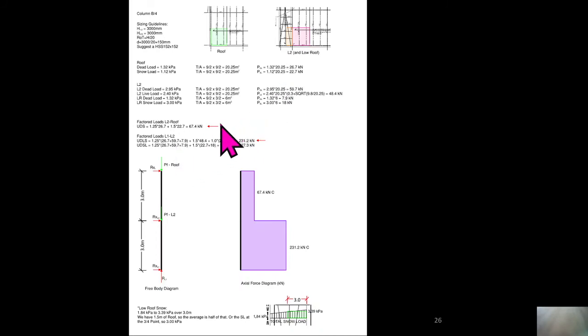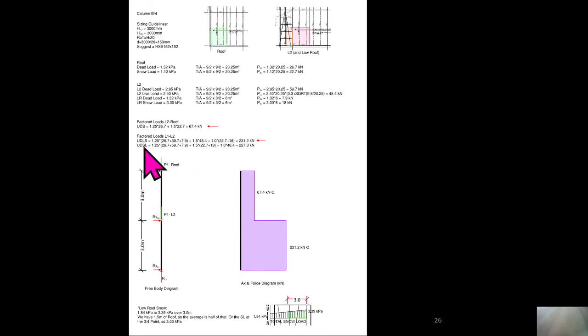So I only have dead, snow and live loads, so I should probably worry about my ultimate dead-live-snow combo and ultimate dead-snow-live combo. I can add up all my dead loads and multiply them by 1.25. For live and snow, I'll multiply my live by 1.5, and the companion load of snow, I'll multiply by 1. And I've got snow from the high roof and the low roof.